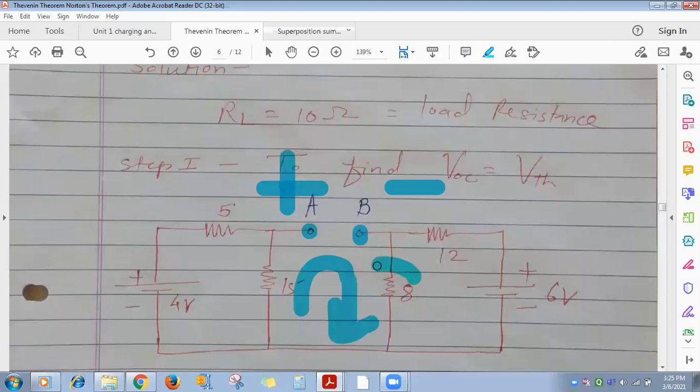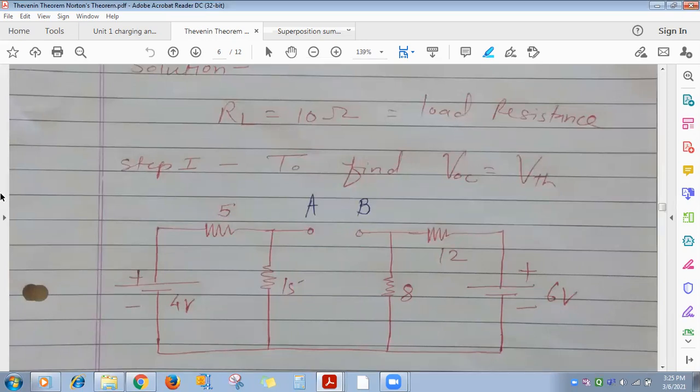Do you know the voltage drop across 8 ohm? Do you know the voltage drop across 15 ohm? No. So what do you have to find out first? The current flowing through 8 and 15, right? You can find the voltage drop across 8 and 15 when you know the current flowing through them. Got it? Clear? So for that, in this circuit, I'll mark this current as I1.